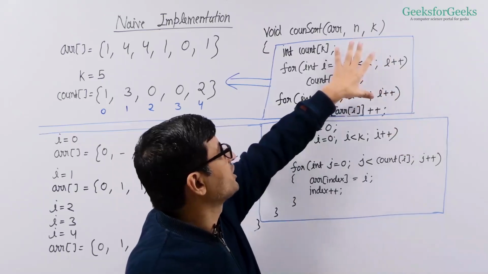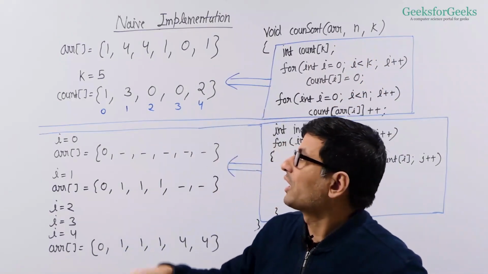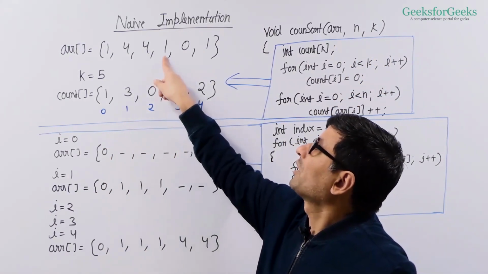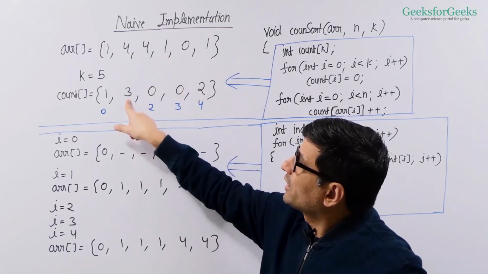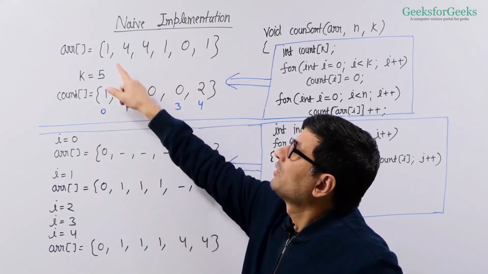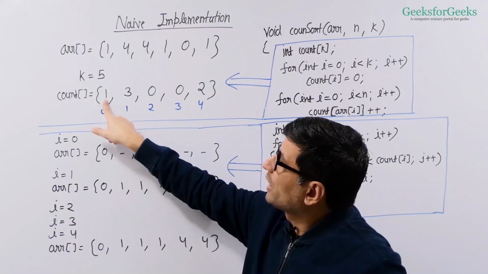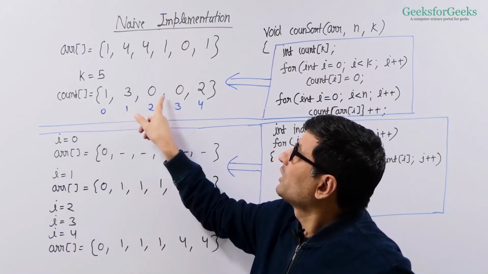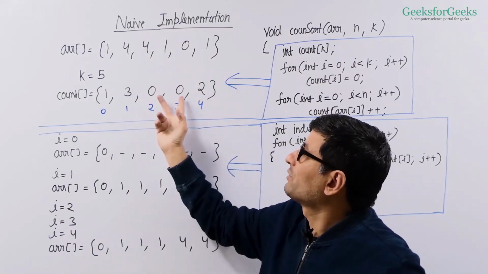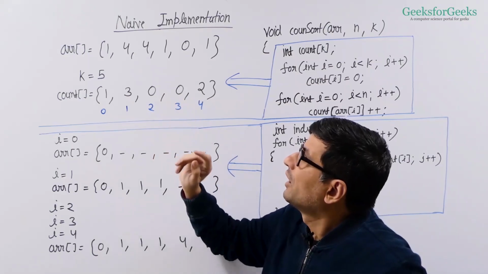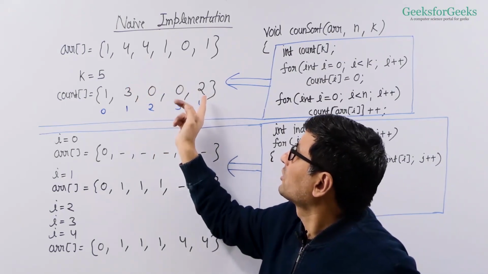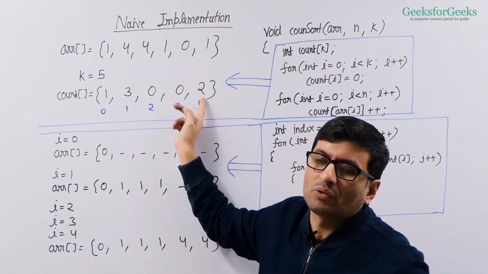So after this first phase of this algorithm, our count array will look like this. 1 appears 3 times, so you have 3 at index 1 in this count array. 0 appears 1 time, so you have 1 at index 0. 2 and 3 are not there in our input array, so we have 0, 0 as the counts of 2 and 3. And 4 appears 2 times, so we have 2 at index 4.